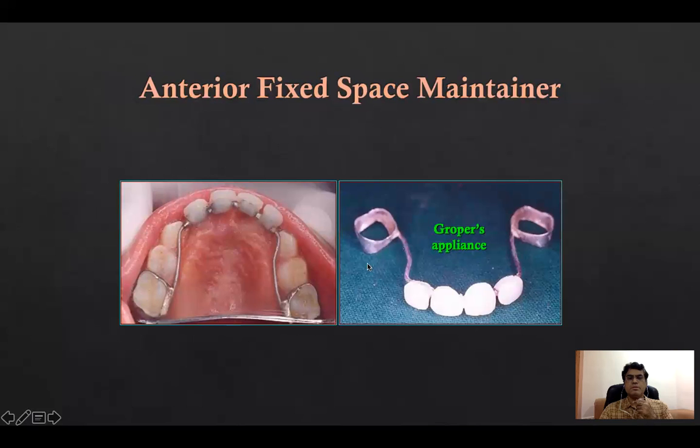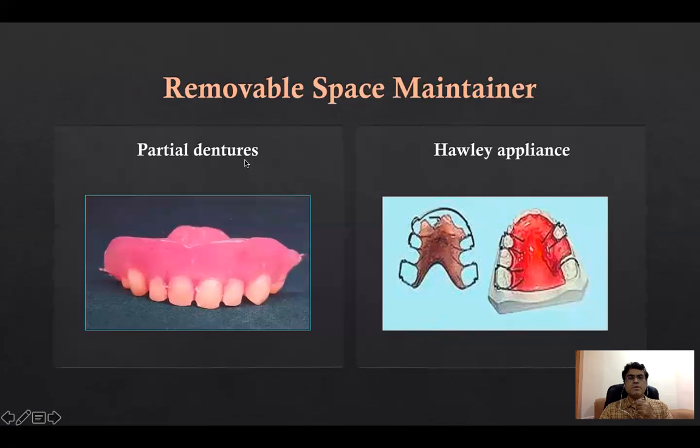Here you can see a Groper appliance for the maxilla with two bands and a lingual arch, for which orthodontic brackets are soldered, to which acrylic teeth are attached. The removable partial dentures, and the other types of removable space maintenance, can be removable Hollis appliances.